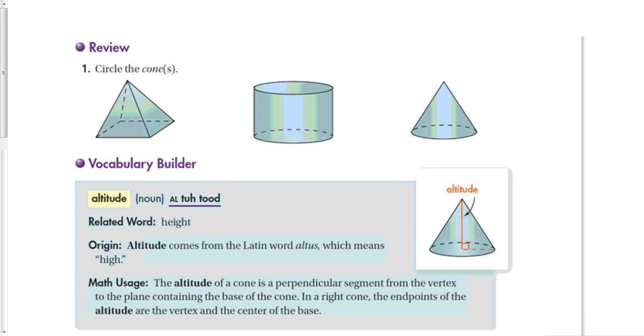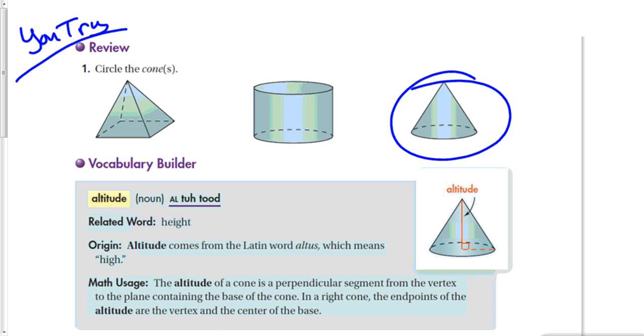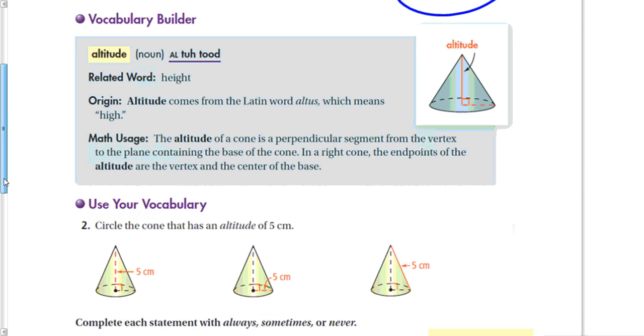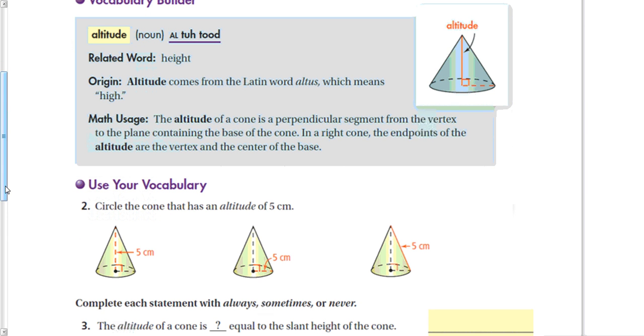For this one, I would like you to try this. You are going to circle the cones. So go ahead, pause the video, and circle the cones. So here I've circled the cone. It's the one on the right. Kind of looks like a pyramid, but the base is a circle. So the altitude, again, is the height of the cone, and the altitude is drawn in red right here.